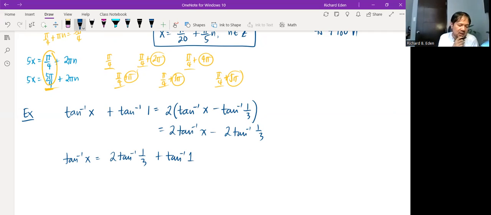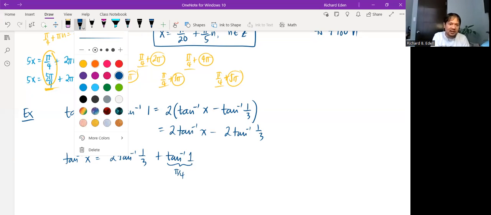We are going to try to look for x here. Tangent inverse of one, do we know that? What's tangent inverse of one? 45. Okay, 45 degrees or pi over 4. Tangent inverse of 1/3, that's not going to be exact, so we're going to have to leave it as it is. But tangent inverse of x is twice tangent inverse of 1/3 plus pi over 4.